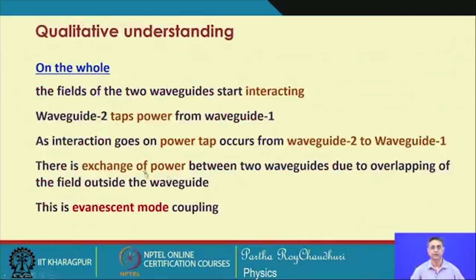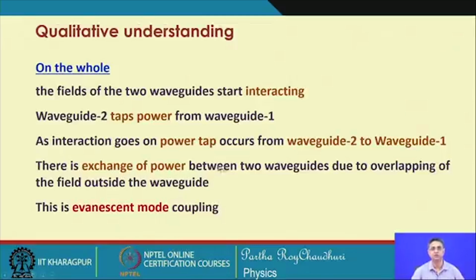On the whole, if we look at the total structure, the fields of the two waveguides will start interacting with each other. Waveguide 2 will tap optical energy from waveguide 1, because the waves are traveling along the z direction, and for that it needs power. The power tap occurs from waveguide 1 to waveguide 2, and in turn, as the interaction goes on, a similar process will occur between waveguide 2 and waveguide 1.